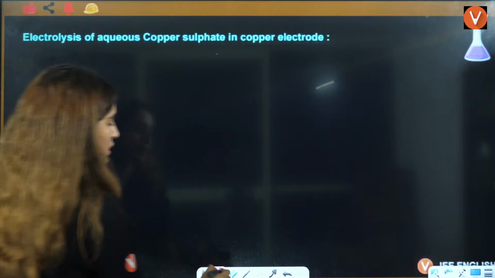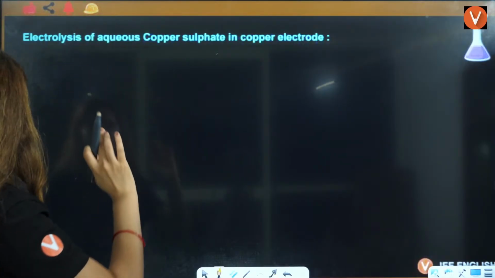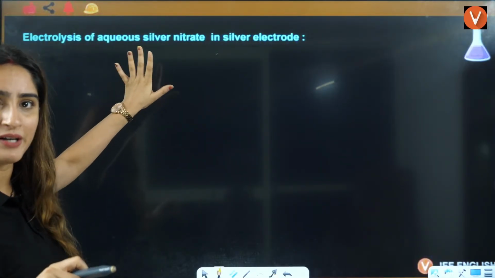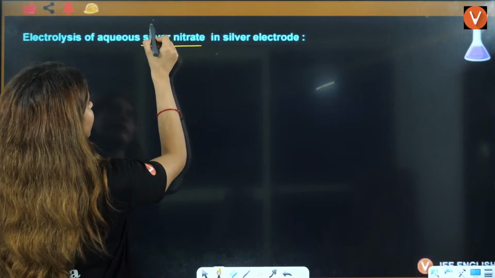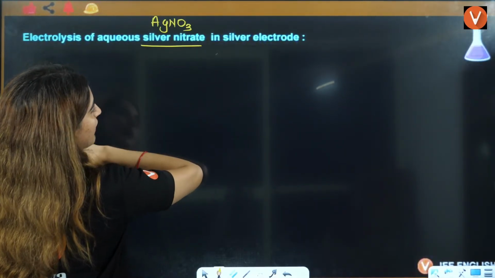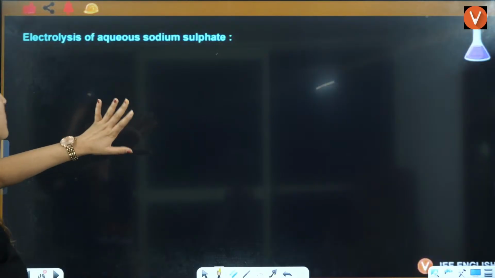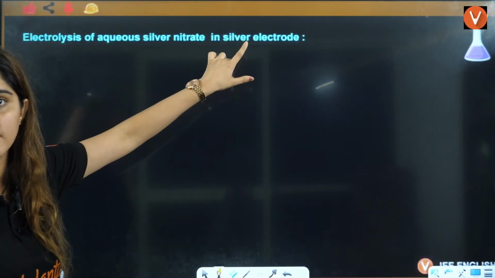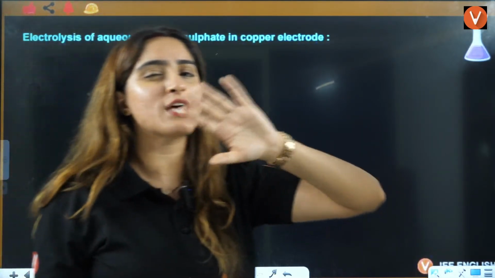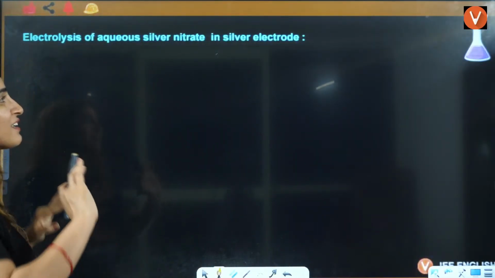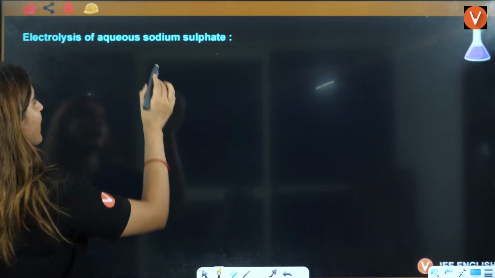Next is aqueous copper sulfate with copper electrode. This is the same as what we did here. Now refining we will do; I've just kept it aside for now, because firstly we are doing the simple ones. So this is silver nitrate, AgNO3. Let's talk about this, because now these electrodes are not inert. These are reactive electrodes. Reactive electrodes I'll talk about later, but first we'll do inert electrodes, where nothing is mentioned about the electrode that you have.